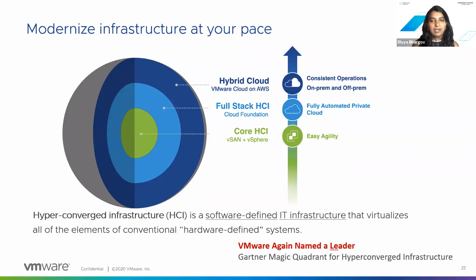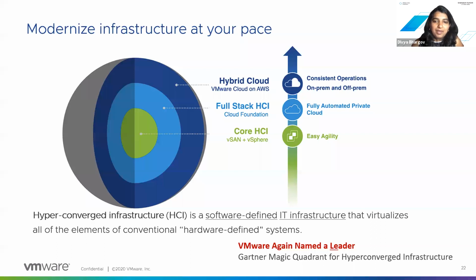Hyperconverged infrastructure is a software-defined IT infrastructure that virtualizes all the elements of conventional hardware-defined systems. VMware has been a repeated leader for hyperconverged infrastructure. So to achieve hyperconverged infrastructure, you can start off by having vSAN and vSphere, and then expand and build over it to create a full stack and a hybrid cloud eventually.